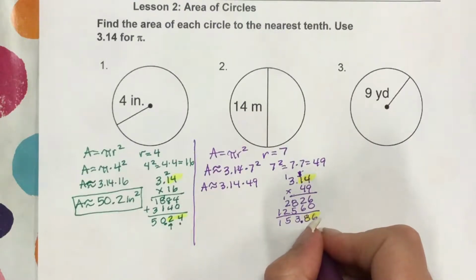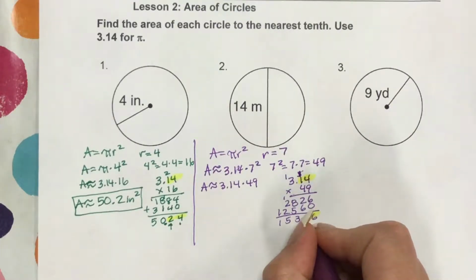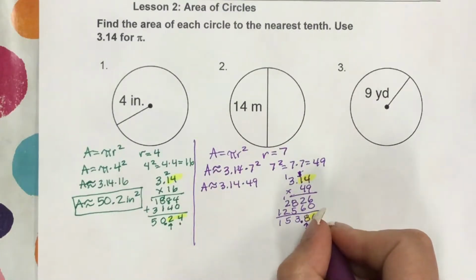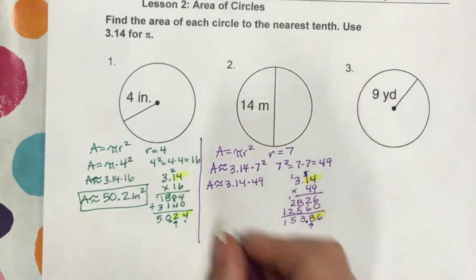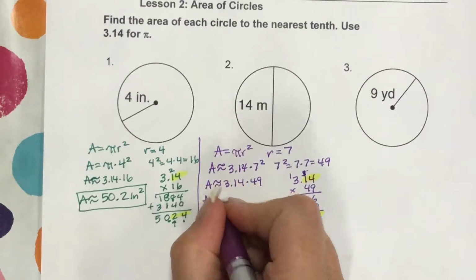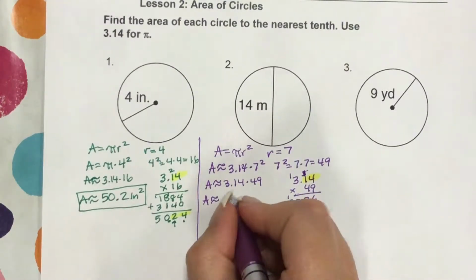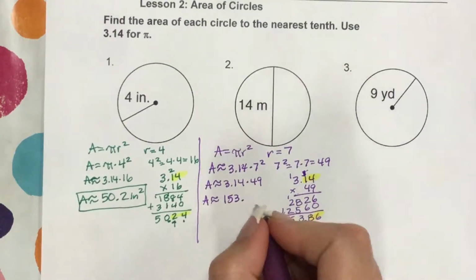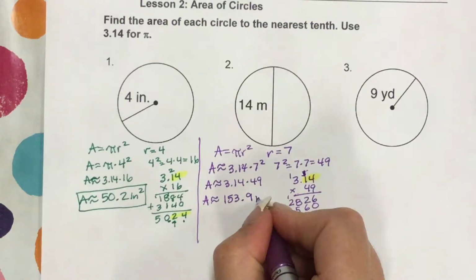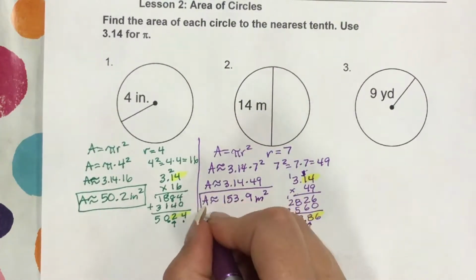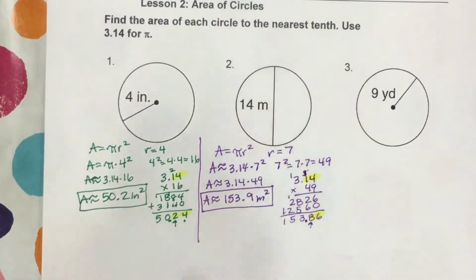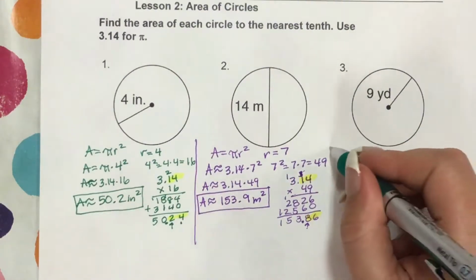Now what do we have to do? We have to round this to the nearest tenth. This is the tenth place, so we look at this 6. It's greater than a 5, so that means we're going to round this 8 up to a 9. So our answer is area is going to be approximately 153.9 meters squared. All right, so if you got that one right, wonderful job. Okay, let's move on to problem 3 and see how you did.